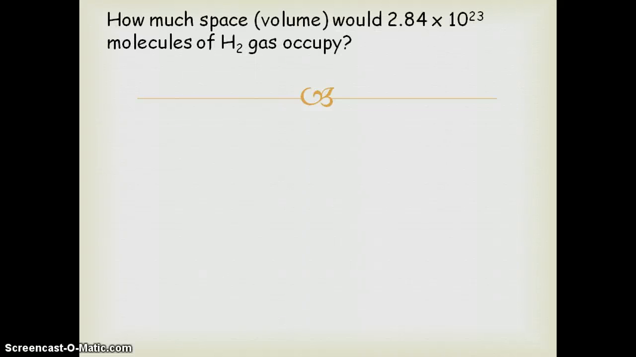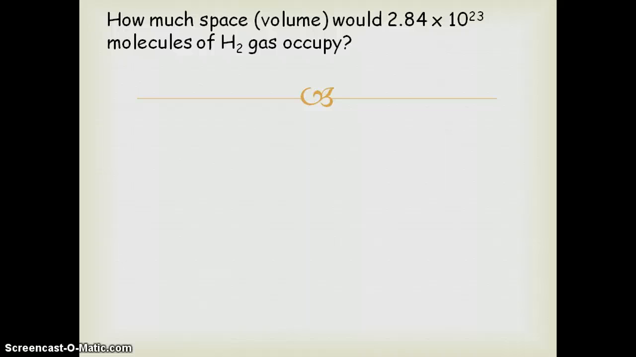Okay, we're going to do one more example. What I would like for you to do is pause this and try to work this example on your own and see if you can at least set it up, even if you can't finish working it. See if you can get the setup correct. So the question is, how much space or volume would 2.84 times 10 to the 23rd molecules of hydrogen gas occupy? Hydrogen gas, of course, is the diatomic. It's H2. So go ahead and pause the video right here and try to work this problem on your own. I'll be here.